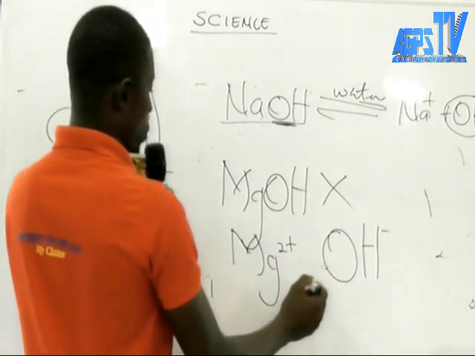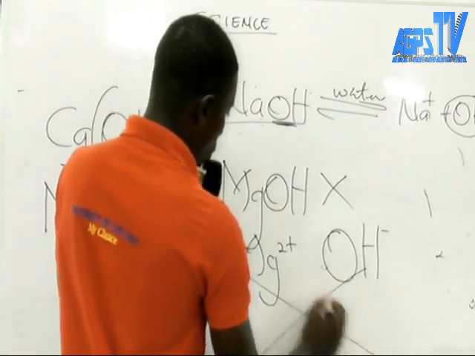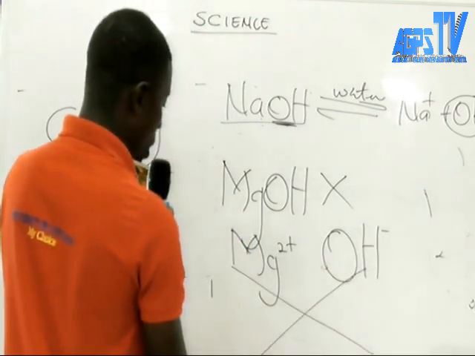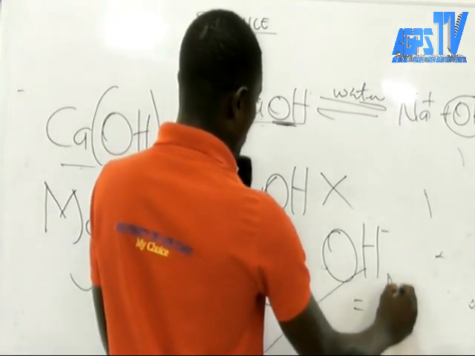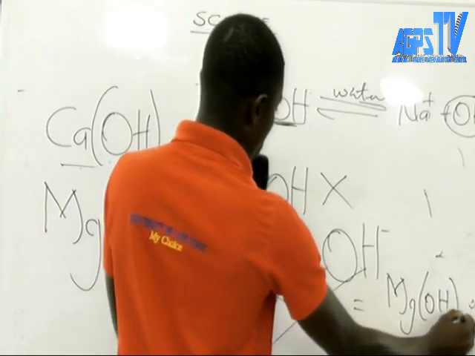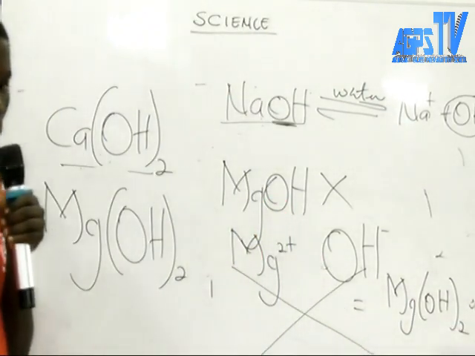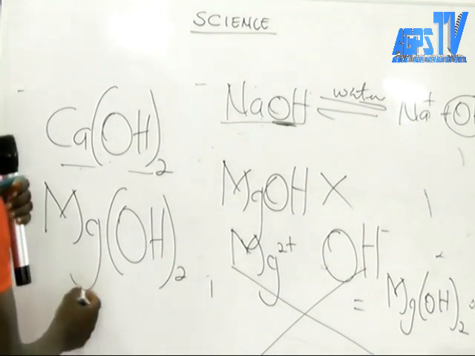If you cross, the 2 will come here and the 1 will be here. This 2 belongs to the OH. So you just write Mg(OH)2. This is how it is written.